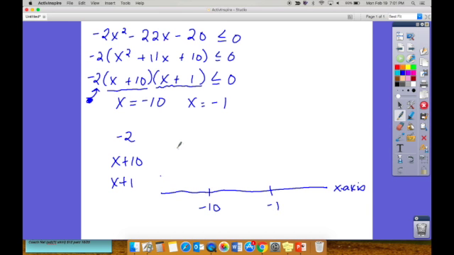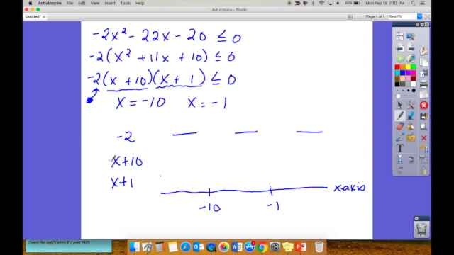So we've created 3 sections: section 1 to the left of negative 10, section 2 between negative 10 and negative 1, and section 3 from negative 1 up to positive infinity. Now all we're looking for is the sign. We do not care what the number is. We're not looking for specifics, just the sign. If you take negative 2 and plug it in anywhere here, which I realize doesn't even make sense because there's no x, negative 2 is always going to be negative 2, so it's always going to be negative.